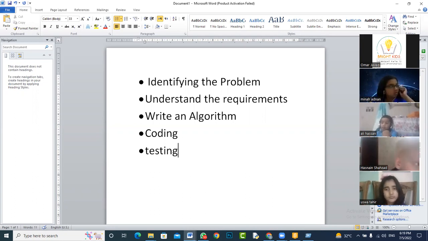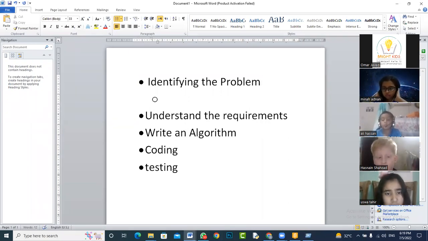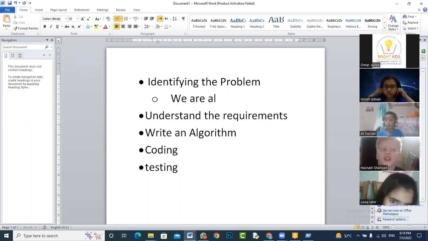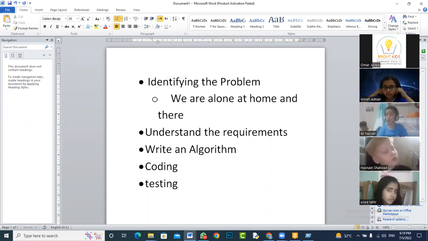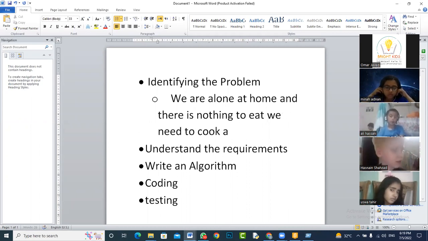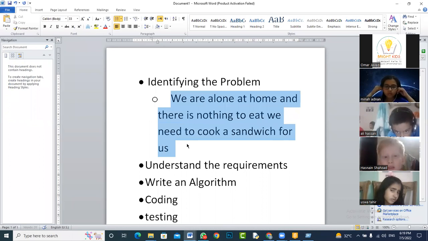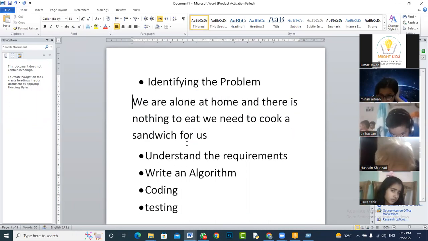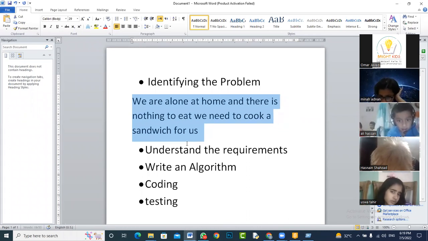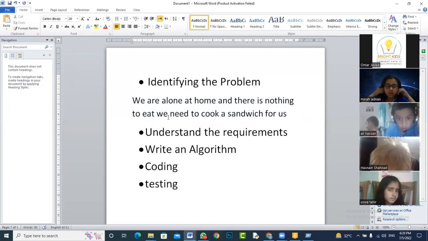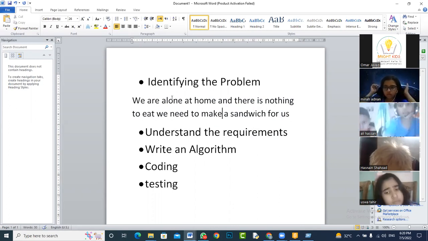ठीक है जी? So first, let's see what the problem is. We would identify the problem first. The problem is we are alone at home and there is nothing to eat. We need to cook a sandwich for us. So this is the problem, and the problem statement already has something that represents a solution, because we have already mentioned that we need to make a sandwich. Instead of cooking, I would like to write make. We are alone at home, there is nothing to eat, and we need to make a sandwich.